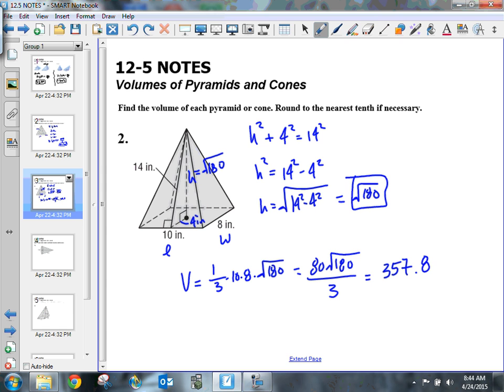357.8, and our label is inches cubed, because we are dealing with a volume here, folks. So we want to make sure we do that. Make sure you put the label and that we're doing cubic units. All right, let's take a look at number 3.